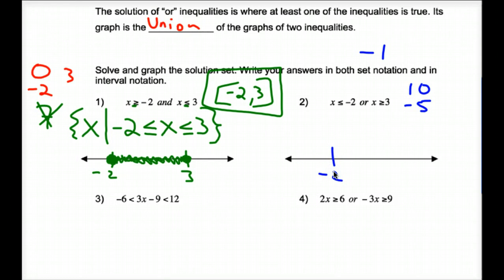What about the -2? So, is -1 less than or equal to -2? No, it's not. That's what I meant. It doesn't work for the first case. Is -1 greater than or equal to 3? No, it doesn't. So this -1 does not work. So I have this stuff in the middle.